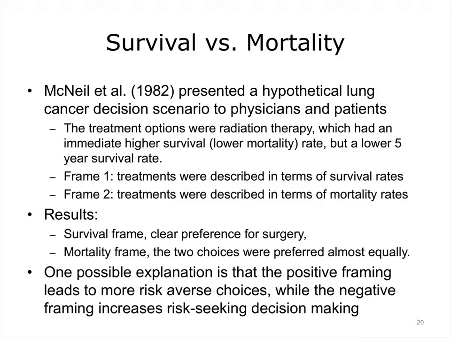McNeil et al. 1986 presented a hypothetical lung cancer decision scenario to physicians and patients. One treatment option was radiation therapy, which had a higher immediate survival and lower mortality rate, but a lower 5-year survival rate. The other treatment option was surgery. There were 2 frames for explaining the problem. Frame 1, treatments were described in terms of survival rates. Frame 2, treatments were described in terms of mortality rates. McNeil found that subjects in the survival frame expressed a clear preference for surgery. In the mortality frame, the two choices were preferred almost equally. One possible explanation is that the positive framing leads to more risk-averse choices, while the negative framing increases risk-seeking decision-making.